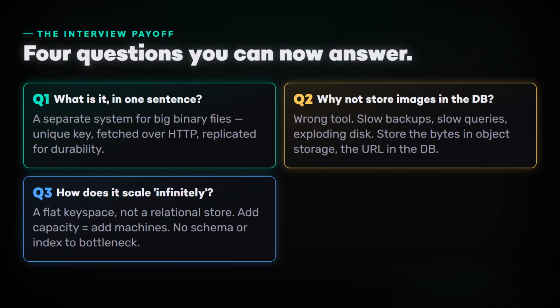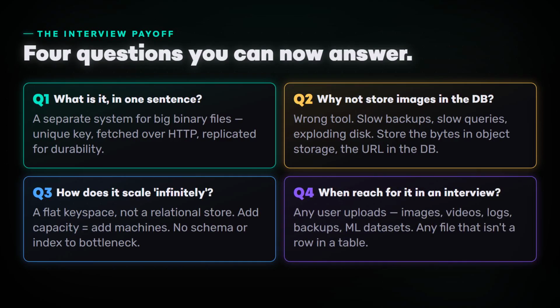Question 3. How does object storage achieve infinite scale? By being a flat key space, not a relational store. Every object lives under a unique key, replicated across many machines. Adding capacity is just adding machines. There is no schema or index to bottleneck on. Question 4. When would you reach for object storage in a system design interview? Anywhere you have user uploads, images, videos, logs, backups, machine learning datasets, or large generated reports, any file your users care about that isn't a row in a table.